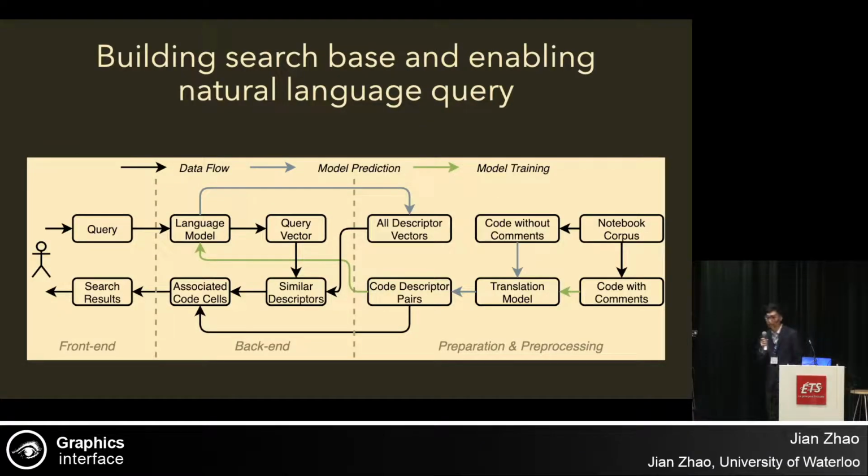Under the hood, the search engine we built has a complicated pipeline, and it mainly contains two modules. The first is a translation module, which can generate text descriptions for any code cells in the corpus. So you have a natural language description for every piece of code. And then the other module is a language model that helps users find the right code by comparing the query and the natural language text descriptions of the code cells.